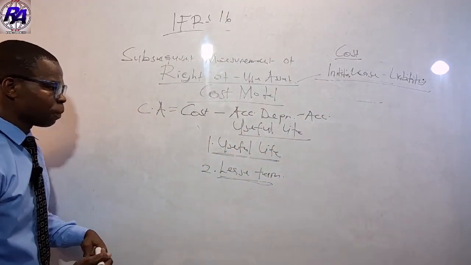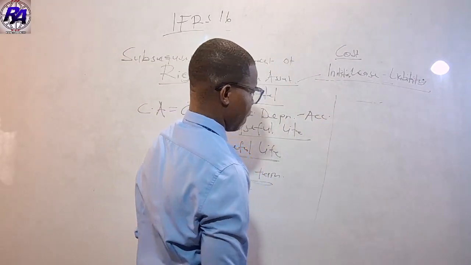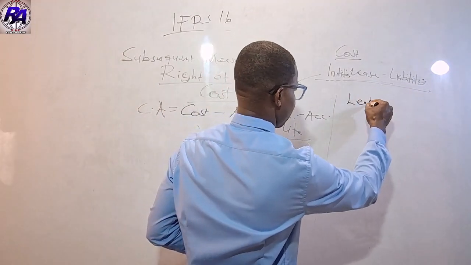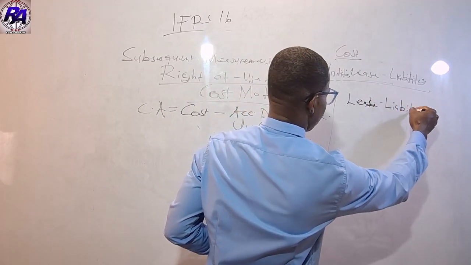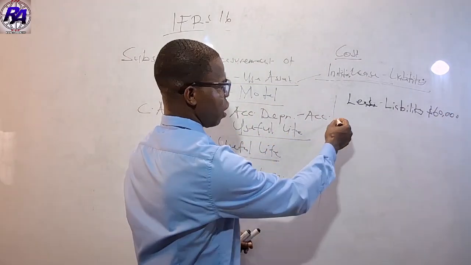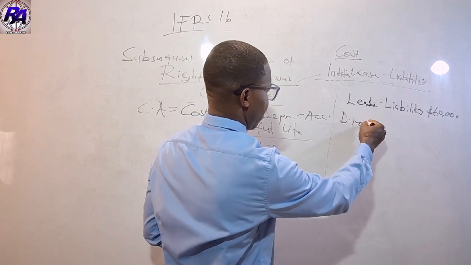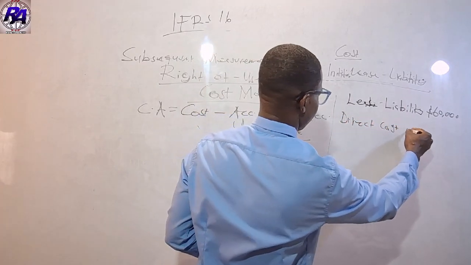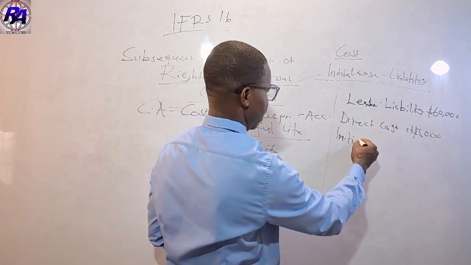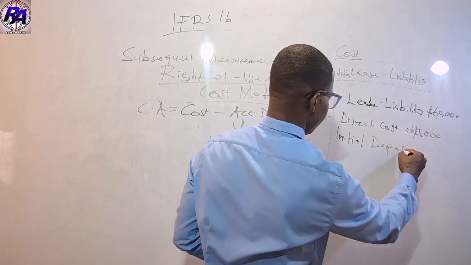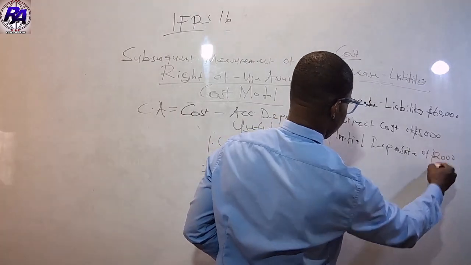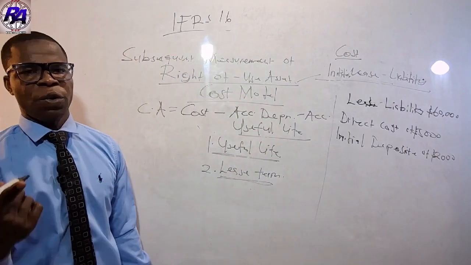So for instance, assuming that there is a question where the initial value of our lease liability is $60,000, and then we incurred a direct cost of $5,000. We also incurred initial payment or initial deposits of $2,000. What will be the initial value of your right of use asset?